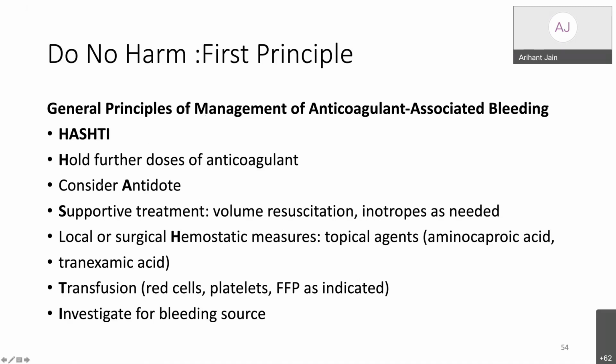So Dushyant Singh, are you there? I'm with you. So what is the antidote for warfarin? Vitamin K. Okay, and what is the antidote for Dabigatran? So it is thrombin inhibitors.